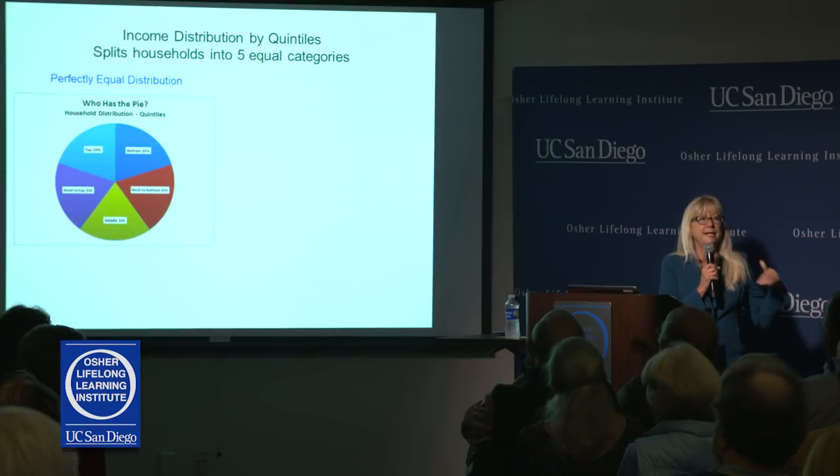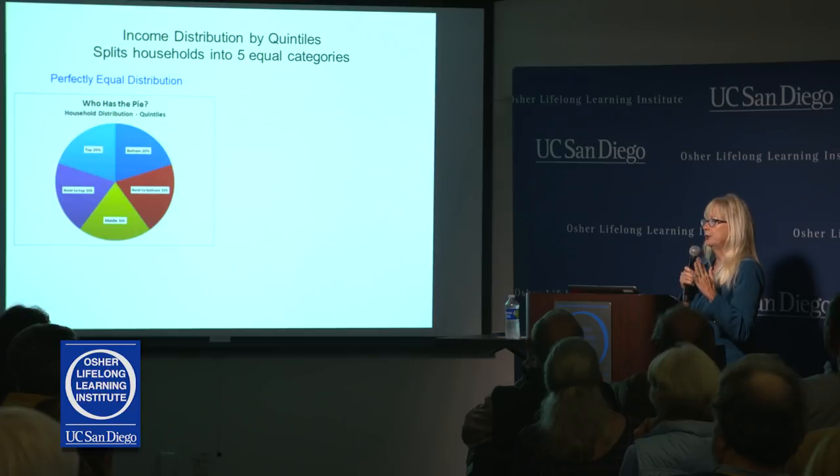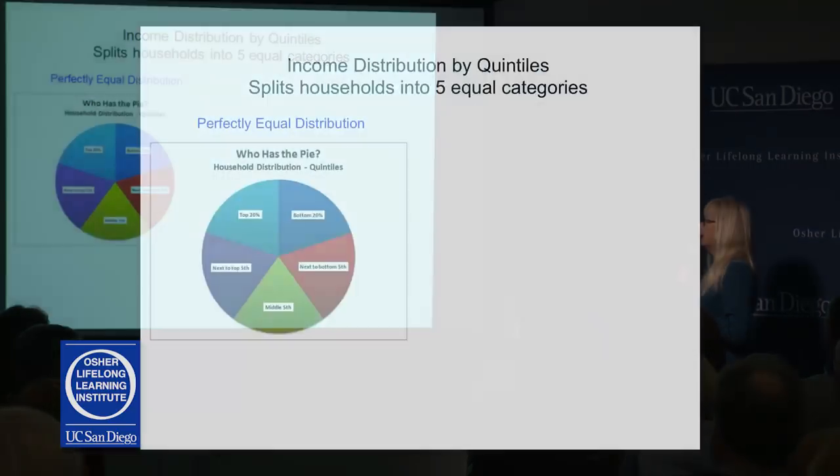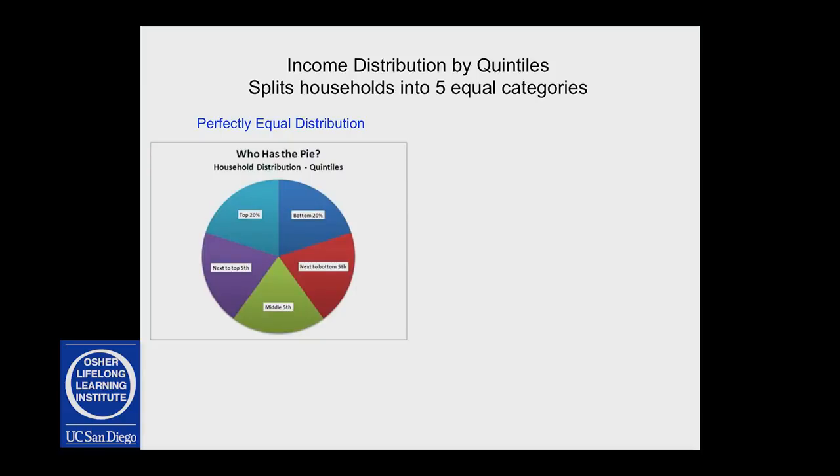All right, to understand the graphs that I'm going to show you, I first want to show you what a society would look like if income were distributed equally. So think of that pie as all the income in the US. If we had perfectly equal distribution, then the 20% of people with the lowest income would have 20% of the income. The next would have 20%, and so on. Basically, you would divide the population in five. You couldn't really rank them because everybody was equal, and they would have equal portions.